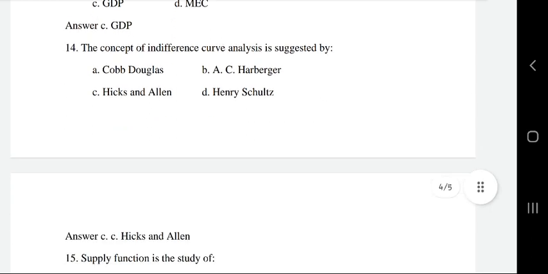Question number 14. The concept of indifference curve analysis is suggested by Cobb Douglas, A.C. Harberger, Hicks and Allen, and Henry Schultz. The answer is Hicks and Allen. An indifference curve is a graphical representation of a combination of products that gives similar kinds of satisfaction to a consumer, thereby making them indifferent.